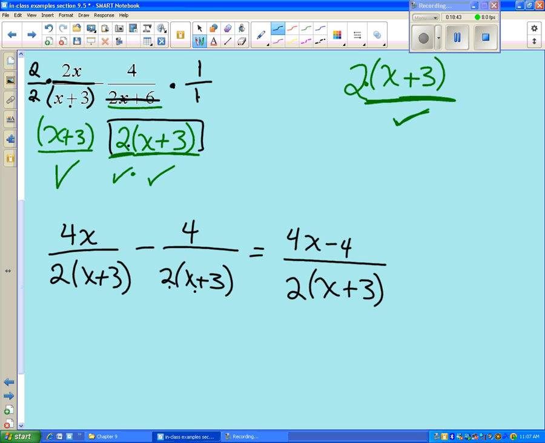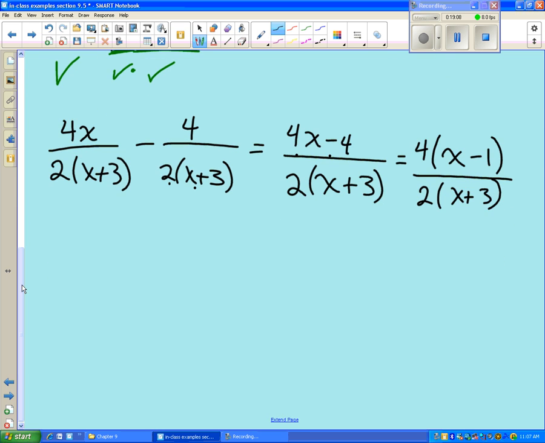Technically speaking, well, no, technically speaking, I'm still not done. I can go ahead and realize 4x minus 4, I can pull a greatest common factor of 4, leaving x minus 1 over 2 times x plus 3. Since I factored out that 4, these are all factors. 4 divided by 2 is 2 times x minus 1 over x plus 3. It's fully factored, it's fully reduced.